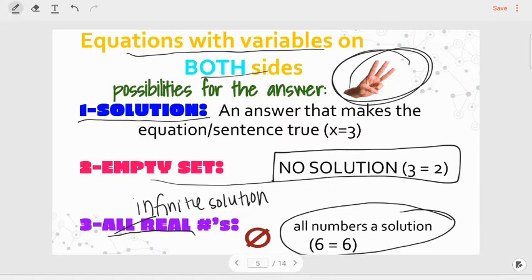You'll notice this fancy 3 equals 2. Well, is 3 equal to 2? No, remember that's a sign. If I don't recognize it from the story, hey, that's no solution. All real numbers or infinite solutions is when they're the same on both sides.